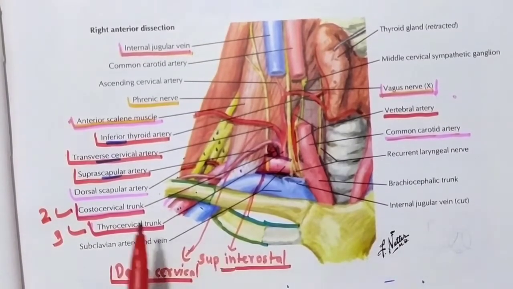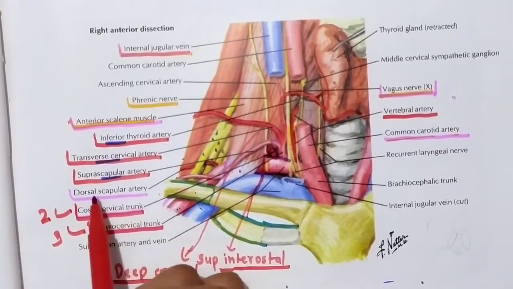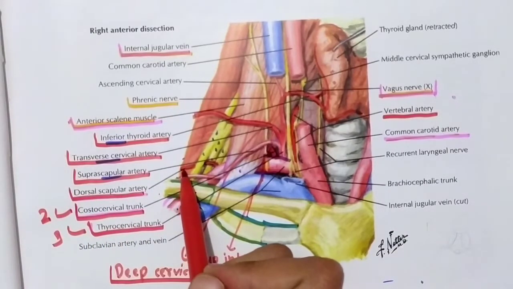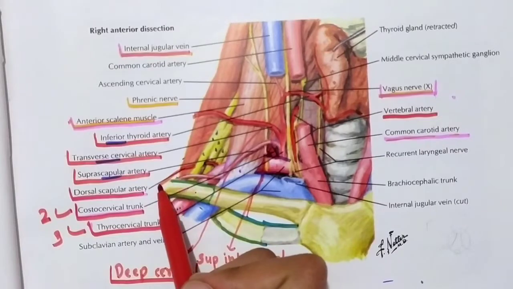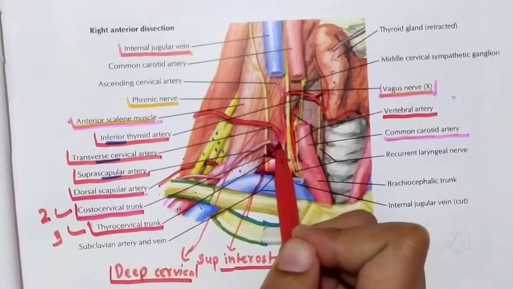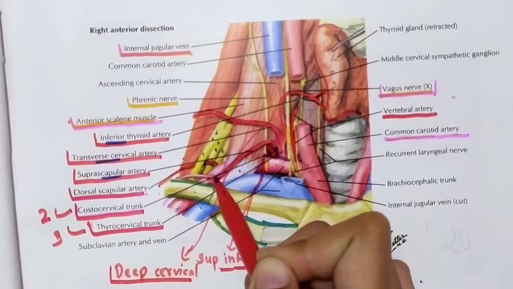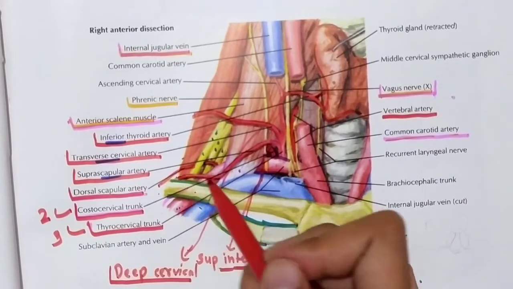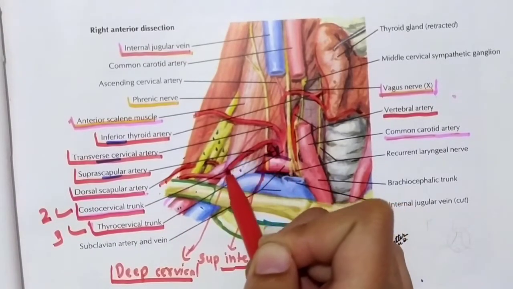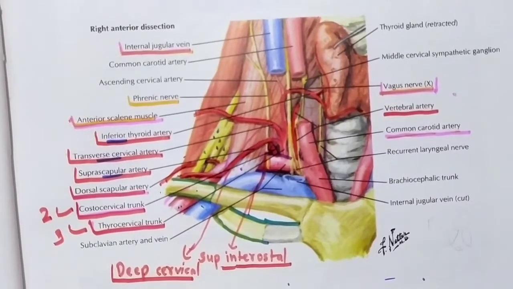Now from the third part, here you can see the dorsal scapular artery. This is the dorsal scapular and this is the suprascapular. So I hope you guys understood it clearly.